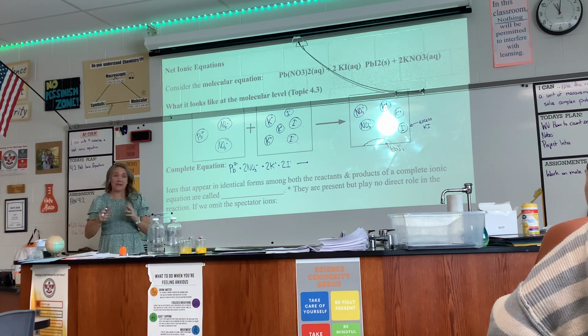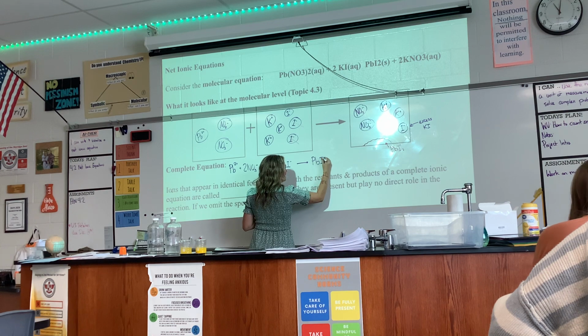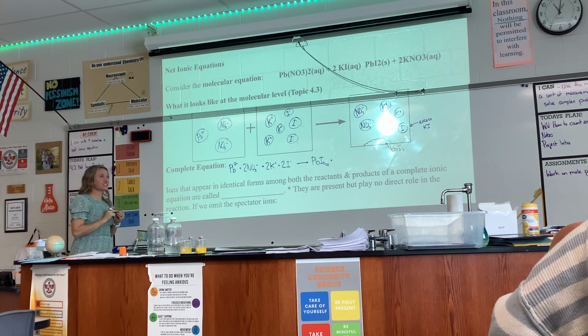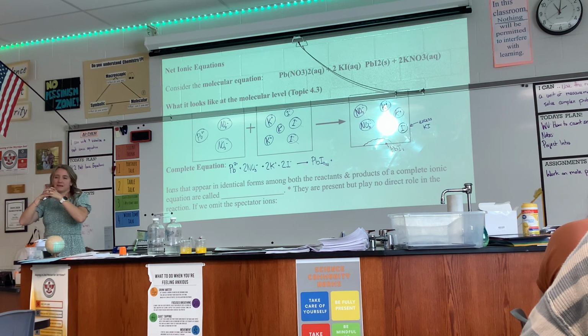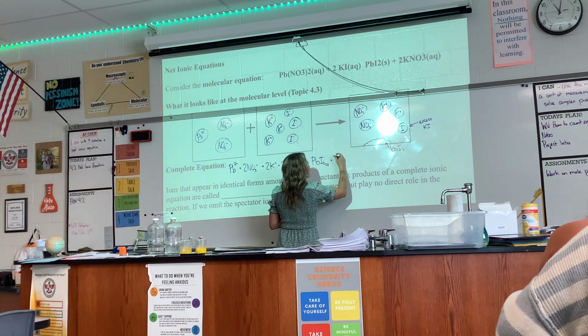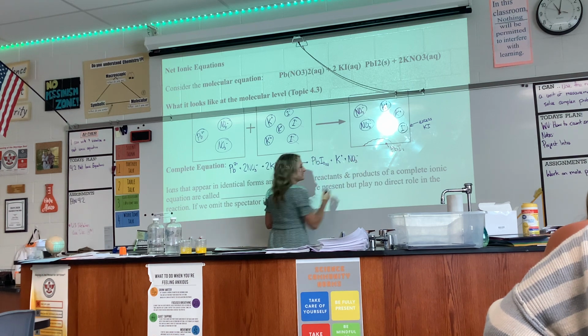Then what it really made was, it did make PbI2, but did we actually make KNO3? No, we made K and NO3 floating around together, right? So we're going to show that as K plus, NO3 minus.